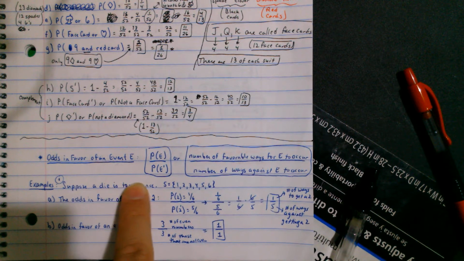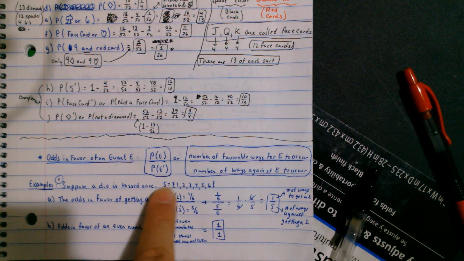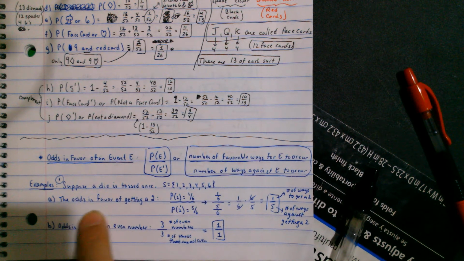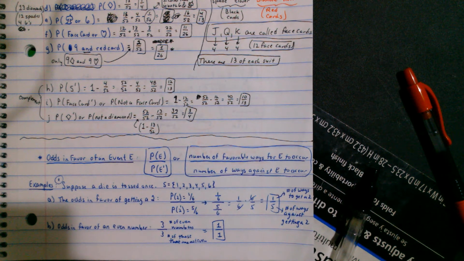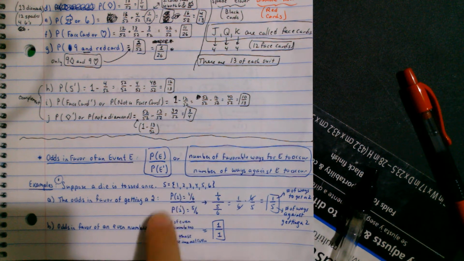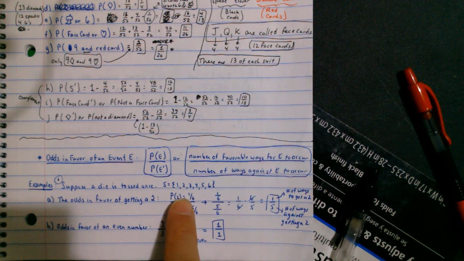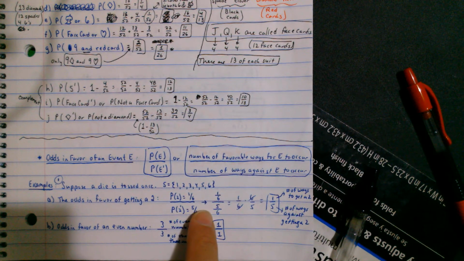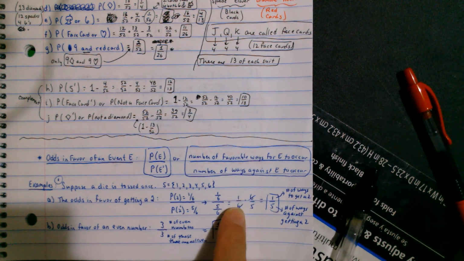Suppose a die is tossed once. You get 1, 2, 3, 4, 5, or 6. So what are the odds in favor of getting a 2? Well, there's only one way you can get a 2, so 1 out of 6. Which means there are 5 ways you can't get a 2, 5 out of 6. So when you divide by a fraction, you multiply by the reciprocal. Notice how the 6s cancel.